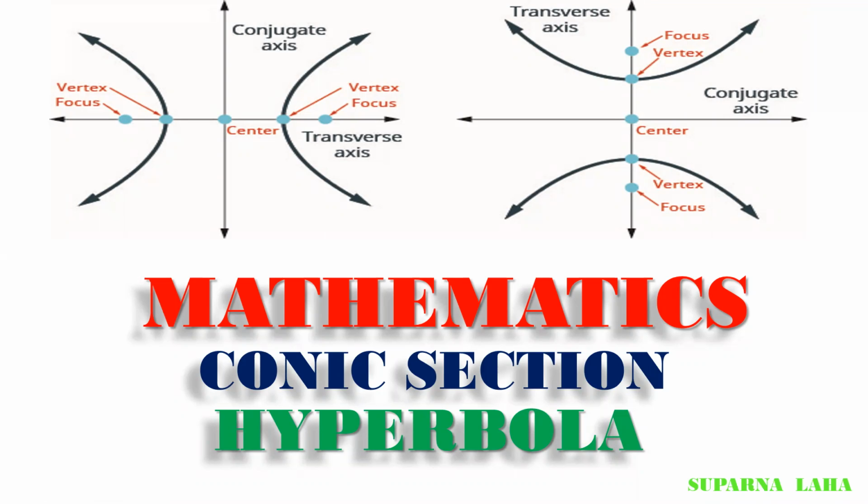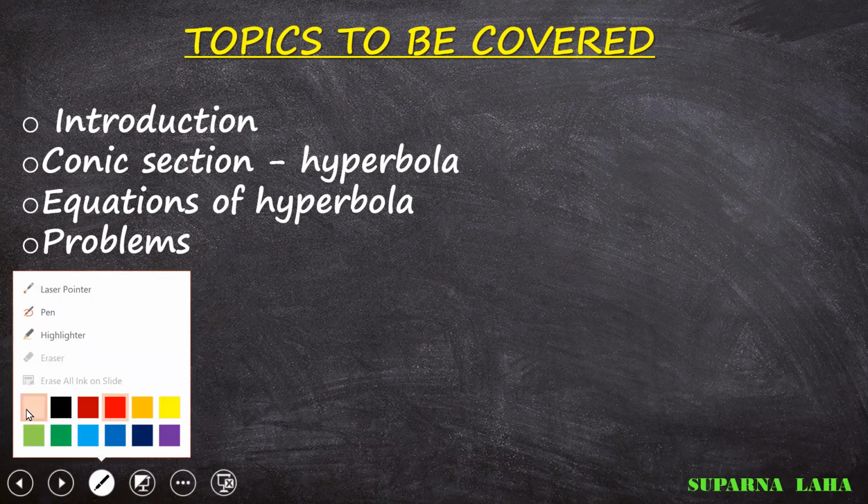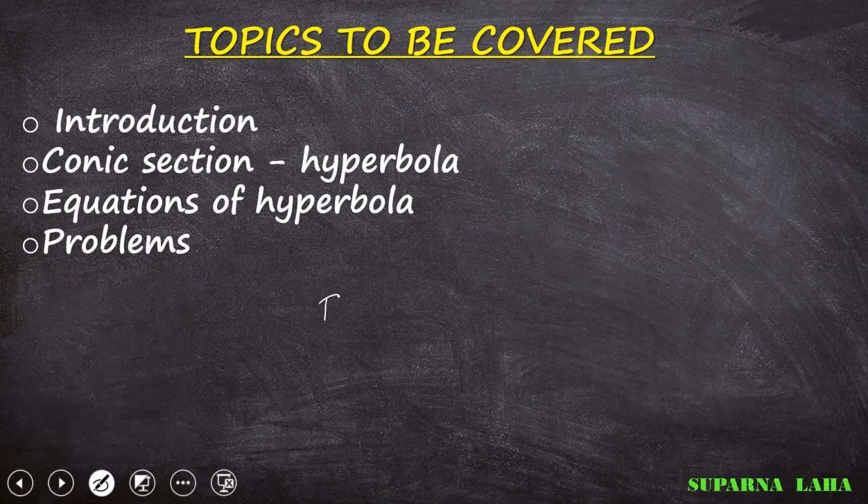We're discussing the portion hyperbola from conic section, and we are solving this exercise 11.4 from your NCERT book. In the previous class, we already solved up to question number 6, and today we will solve from question number 7. So this is 11.4. So here is question number 7.